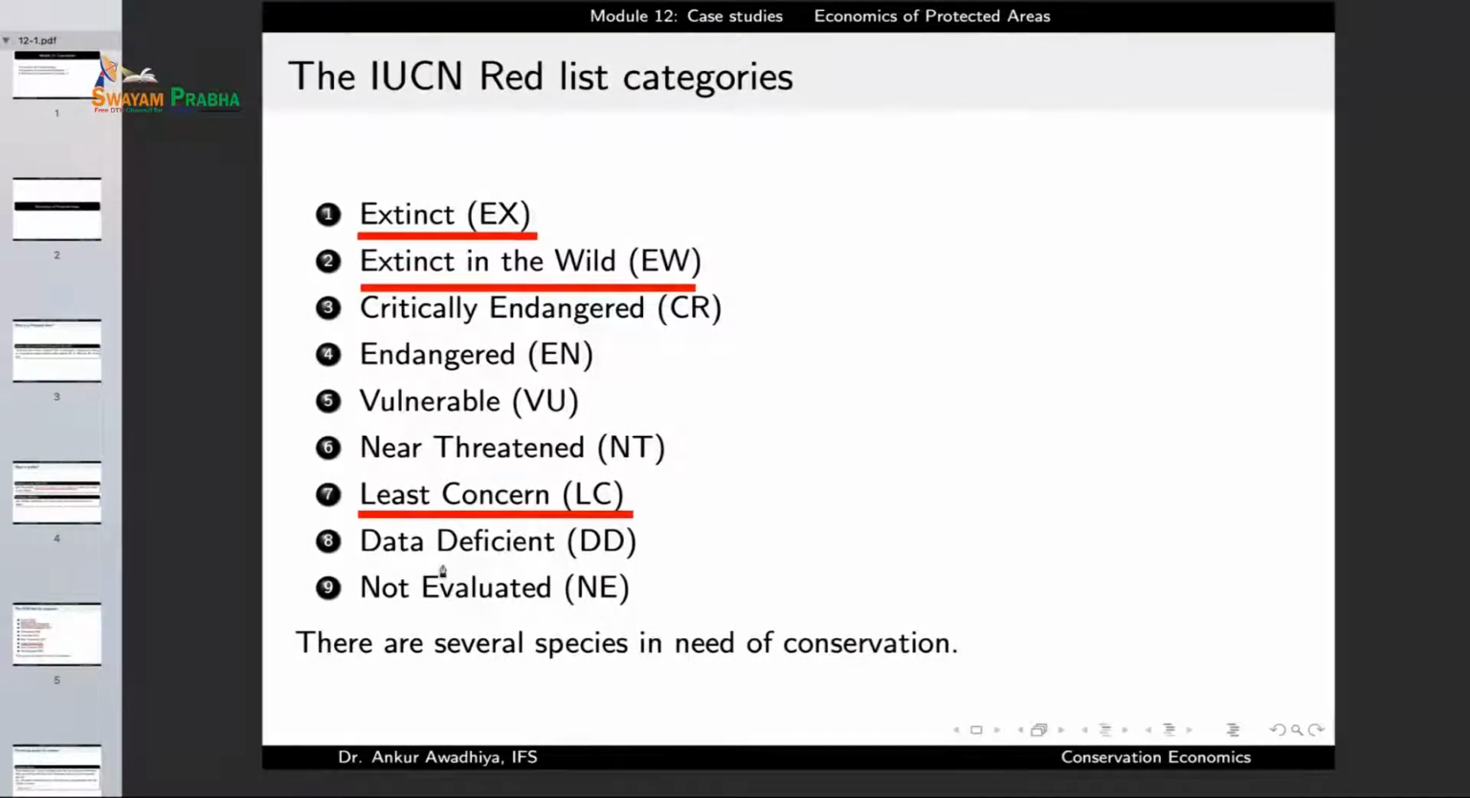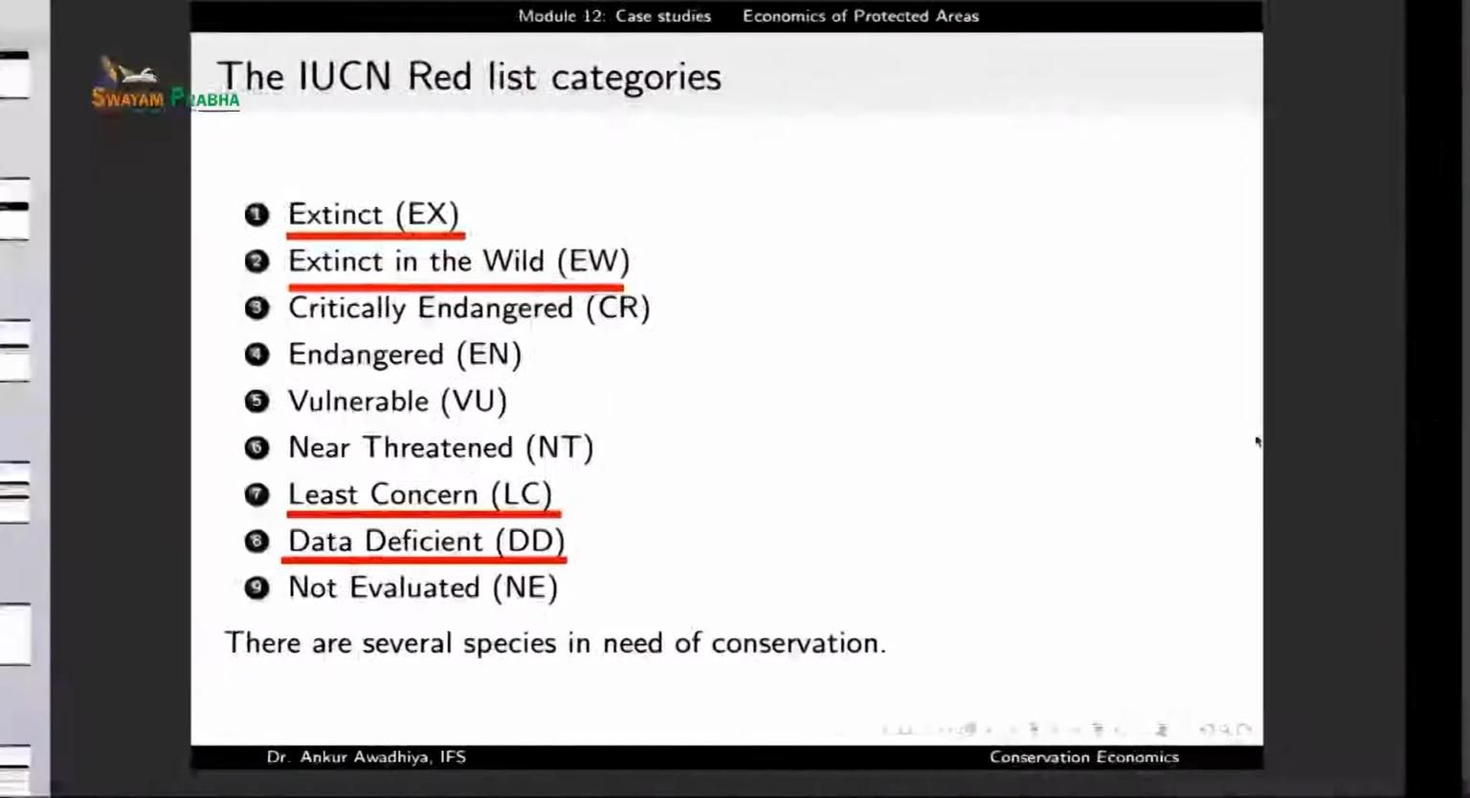Then, for a number of organisms, we do not have the data. So, we categorize them as data deficient. And then we also have certain organisms that have not yet been evaluated, and we call them not evaluated. So, there are several species that are in need of conservation, and the higher a species is on this list, the more is the amount of conservation that it urgently needs.